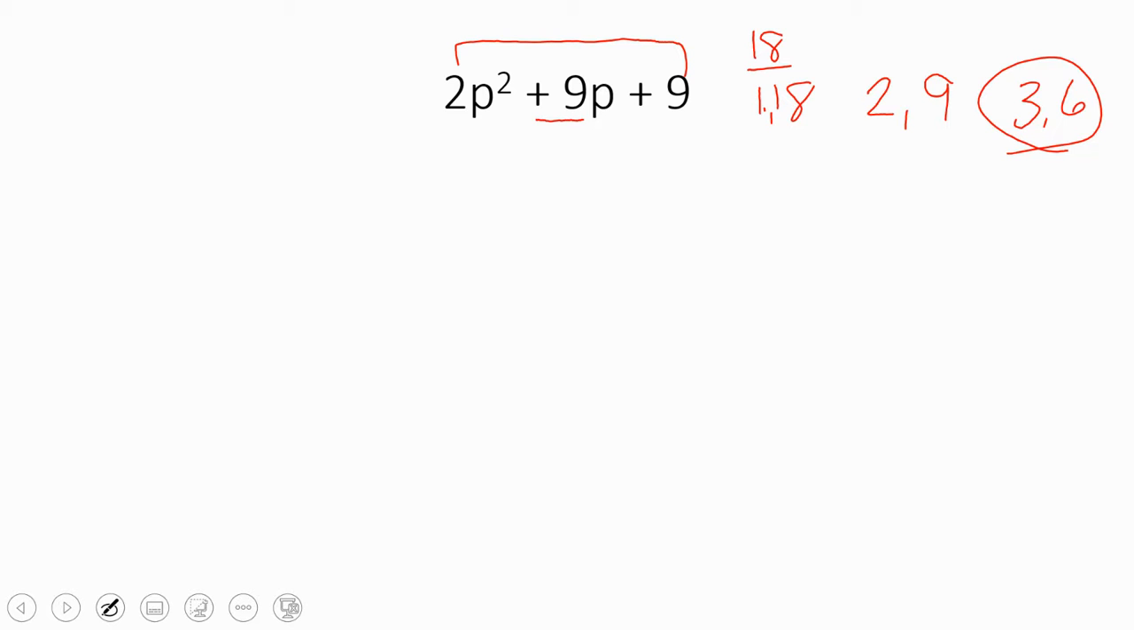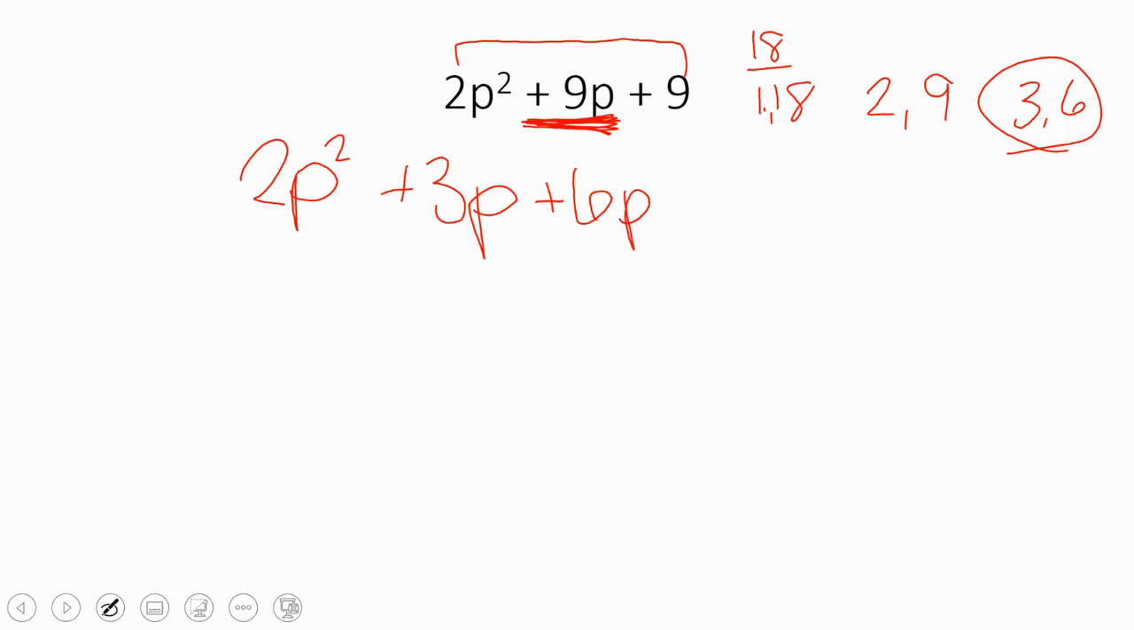So now watch what I do here. I'm going to rewrite. So I have 2p squared. I'm going to take this 9p and I'm going to break it up into 3p and 6p. And then I still have my plus 9. So that stays, that stays. My 9p goes into 3p plus 6p, right? Which is still 9p. I didn't change anything. This is still the exact same problem. 3p plus 6p is still 9p.